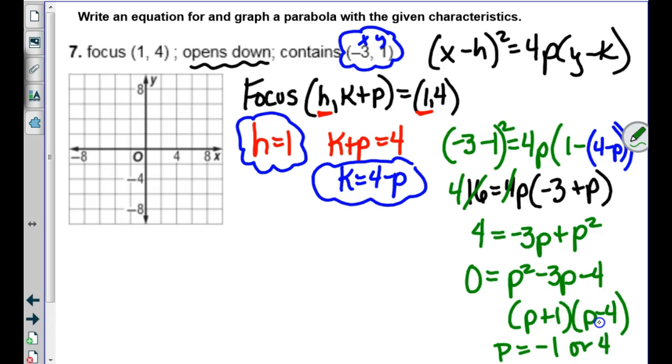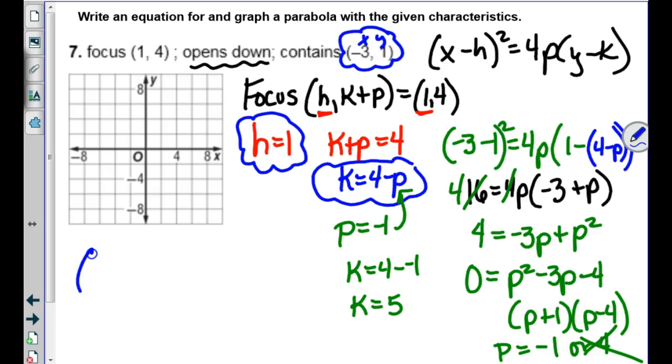Anybody know which one it is? It said it opens down, so it has to be the negative 1. And if p equals negative 1, what does that make this? 4 minus negative 1. Be careful. Okay, final equation. Right up here: x minus h equals 4p. Should be 4 times negative 1 or negative 4. y minus k, which is 5.